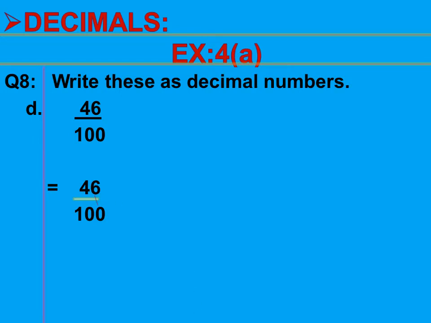Let's see. Yes, we will replace this 0 with 6. Then we will move to the next digit. We will replace the next 0 with 4. And at the end we will replace 1 with a point. Dear students, for making this point prominent, we will write 0 at the start of this decimal number. So we will get the answer, that is 0.46.